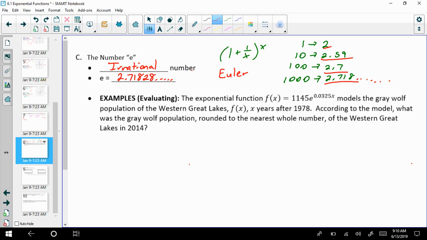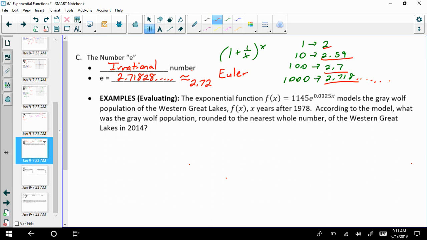For our purposes in this class, if I ask you, hey, what is the number E equal to? I would like you to know that it's roughly 2.72. That's what I want you to be familiar with. Kind of like if I said, hey, what's the value of pi? You would tell me, oh, 3.14. I want you to know that E is 2.72. So let's try working with it here.